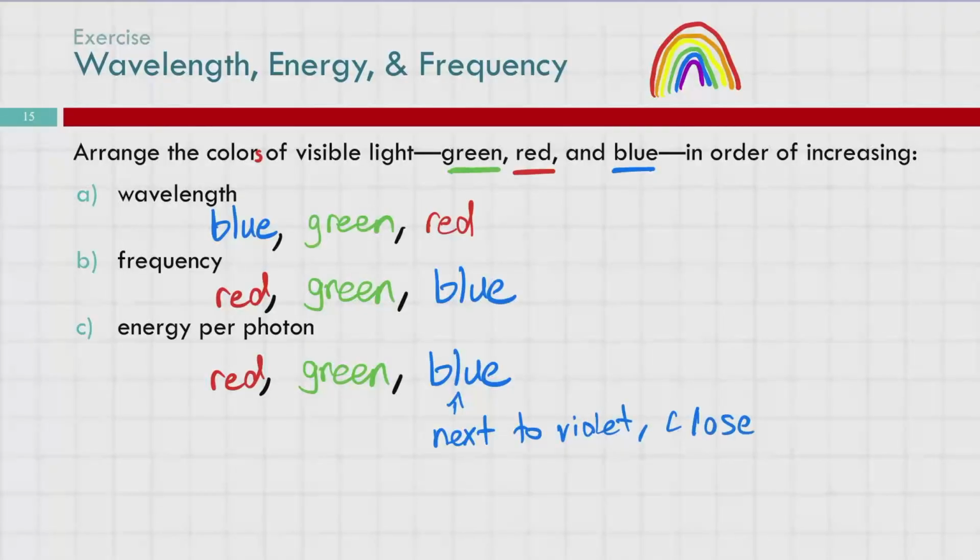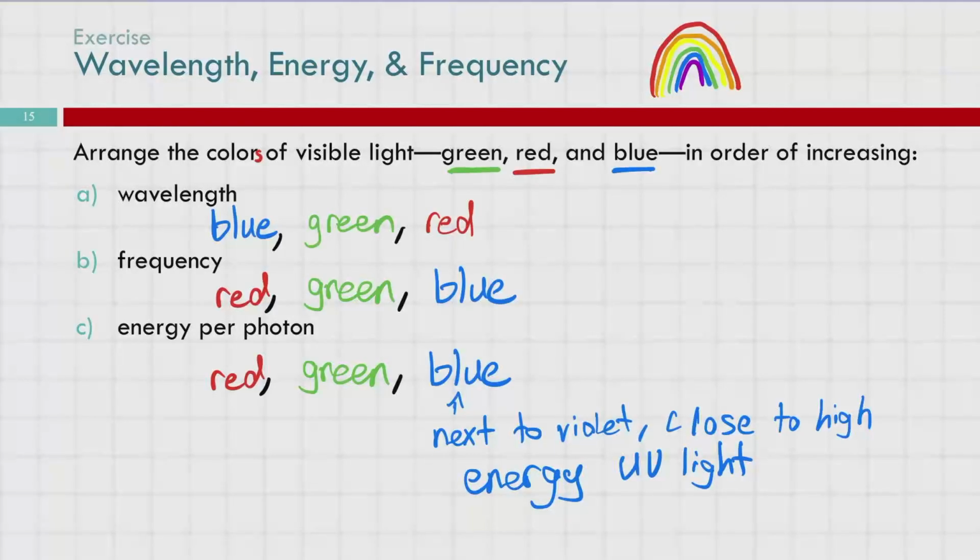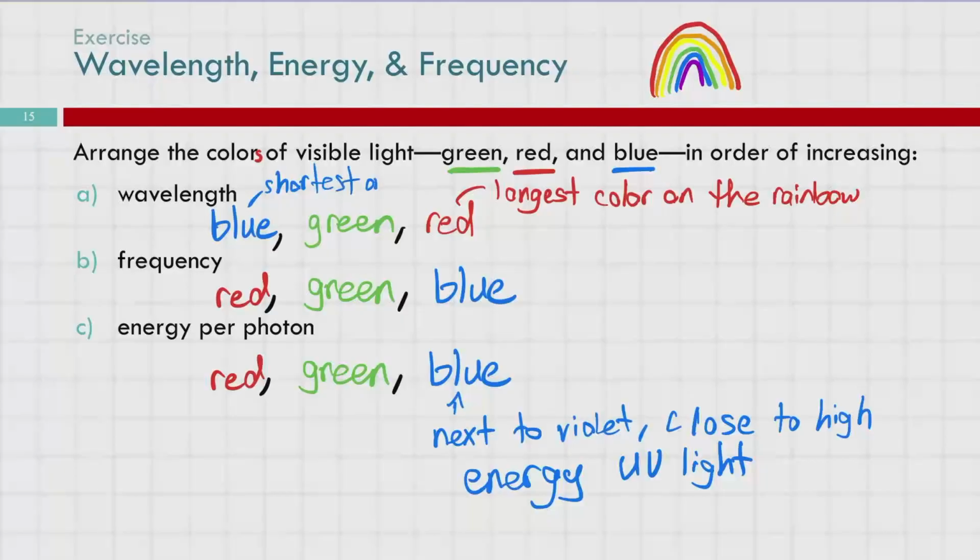So that's next to violet, which is close to high energy UV light. Red was the longest color on the rainbow, so that's why it's the longest. Blue is shortest on the rainbow.